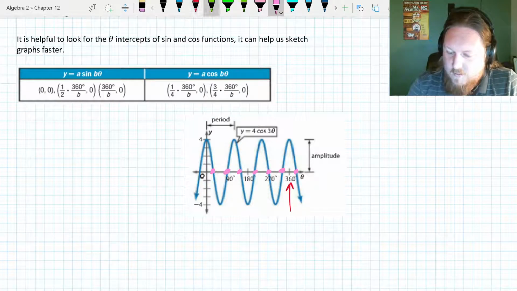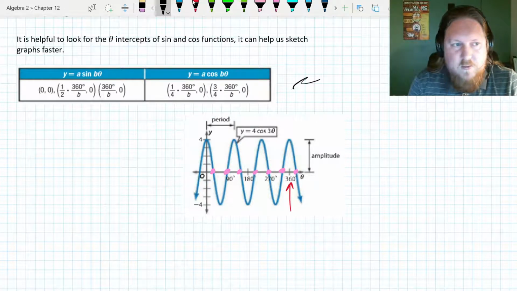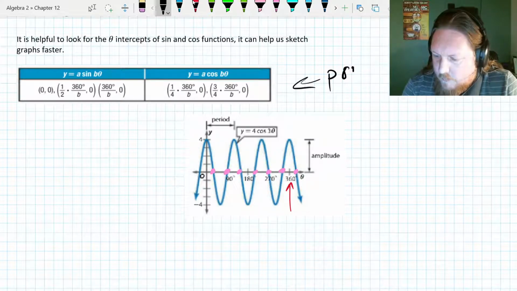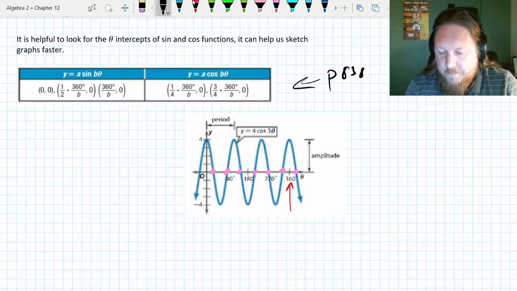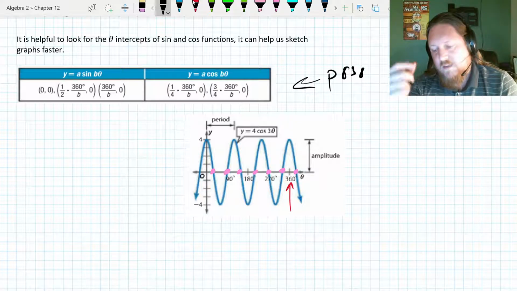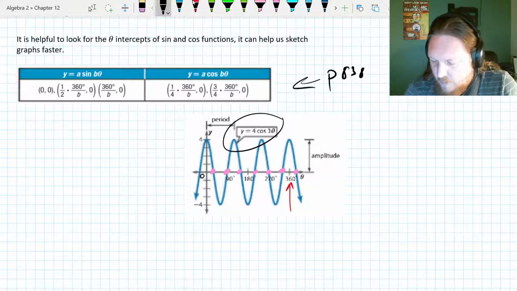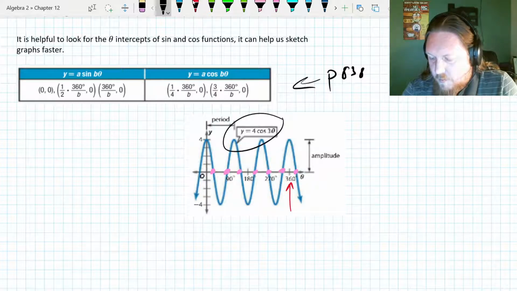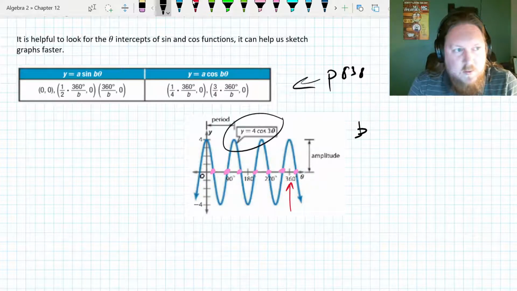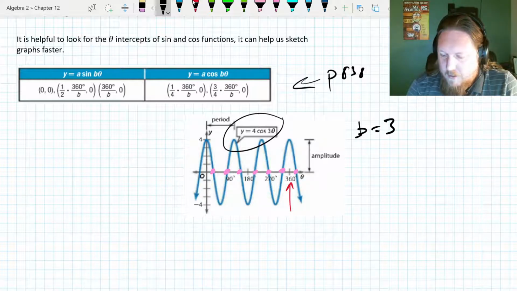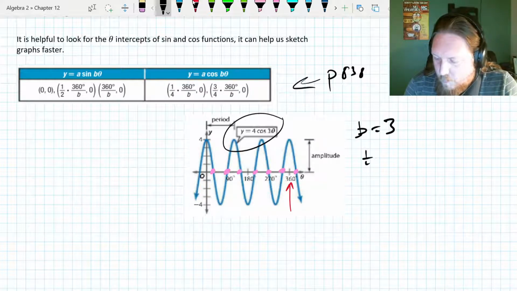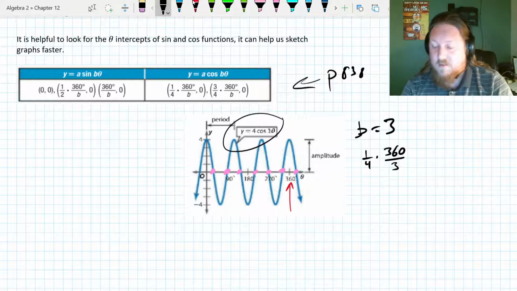So how do we find those points? Well, first we got this nice little table here. It's on page 838. But basically, the idea is you're going to use the b value, which we use to calculate the period, and we're going to choose the right option here. It was 4 cosine of 3 theta, so our b value was 3, right? So I'm going to plug it into this formula, and you can see it's 1/4 times 360 divided by the b value. Notice not absolute value this time.